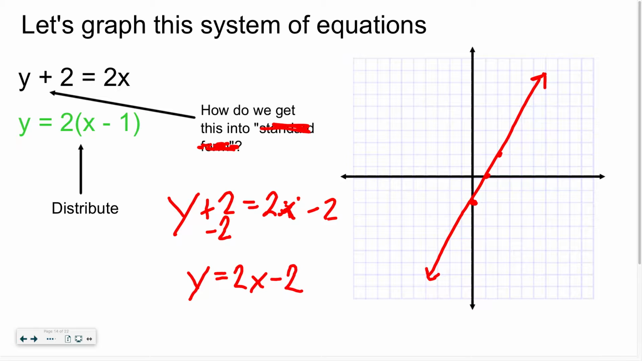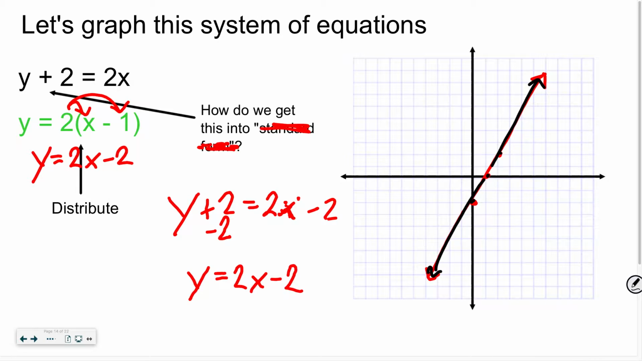You're going to help us distribute. So what do we get when we distribute? 2x times 2... y equals 2x minus 2. Okay, so let's graph this one. It's the same exact thing. y equals 2x minus 2. y equals 2x minus 2. We graphed it. It would be the same line.